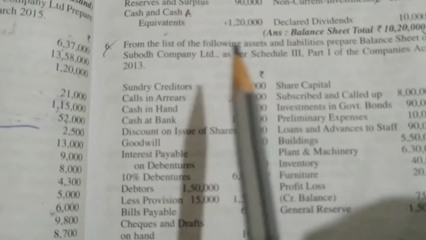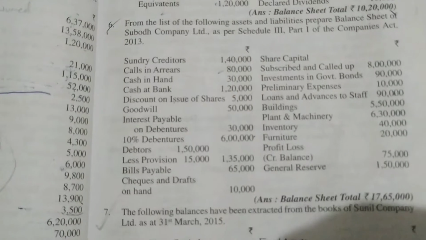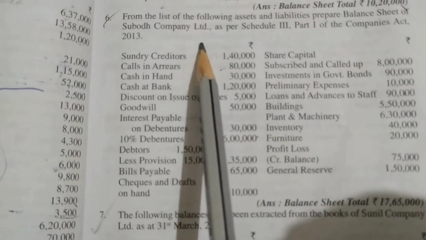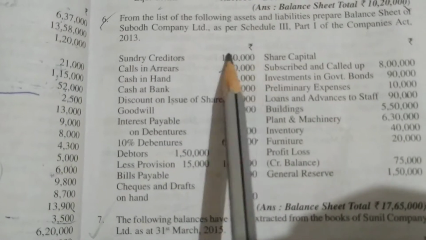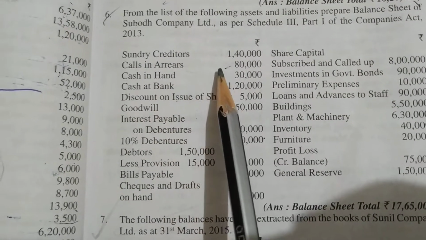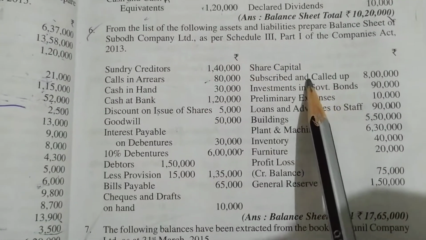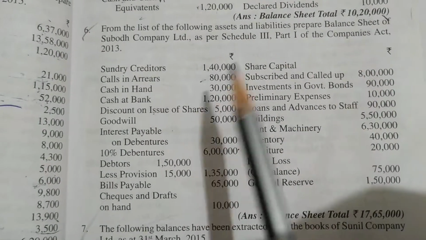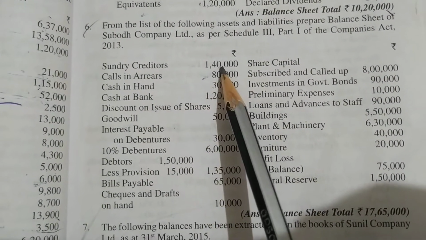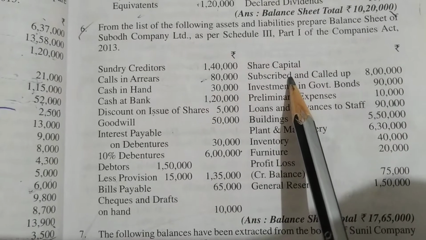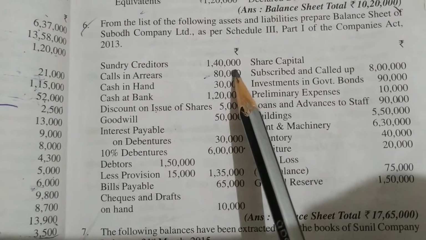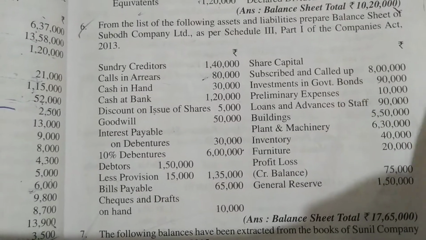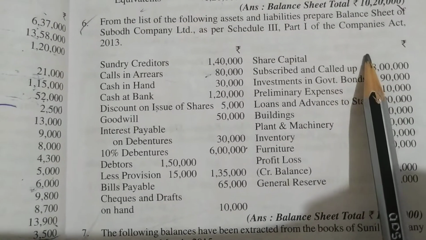Then first he says sundry creditors. Sundry creditors we can write directly as trade payables under current liabilities. Calls in arrears, we know what to do with calls in arrears. Here we have share capital of 8 lakhs. From that you have to deduct calls in arrears of 80,000. So prepare one working note for share capital: 8 lakhs minus 80,000, and in the outer column 7 lakh 20,000, that you have to do with the calls in arrears.